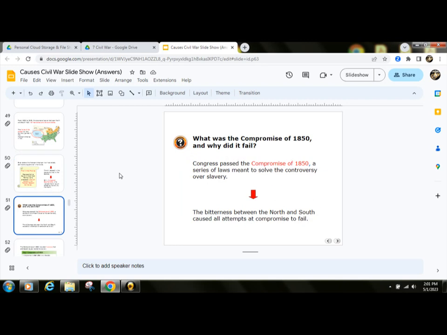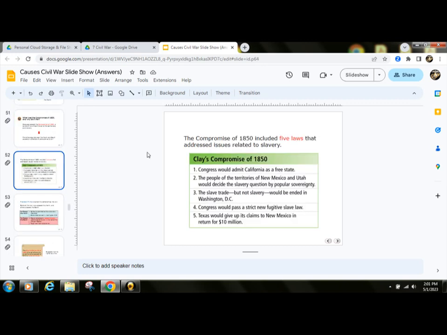What was the Compromise of 1850, and why did it fail? So again, in addition to the Missouri Compromise, 1820, Congress passed the Compromise of 1850. This is a series of laws meant to solve the controversy over slavery. The bitterness between the North and South caused all attempts at compromise to fail. So again, the Compromise of 1850 included 5 laws that addressed issues related to slavery.